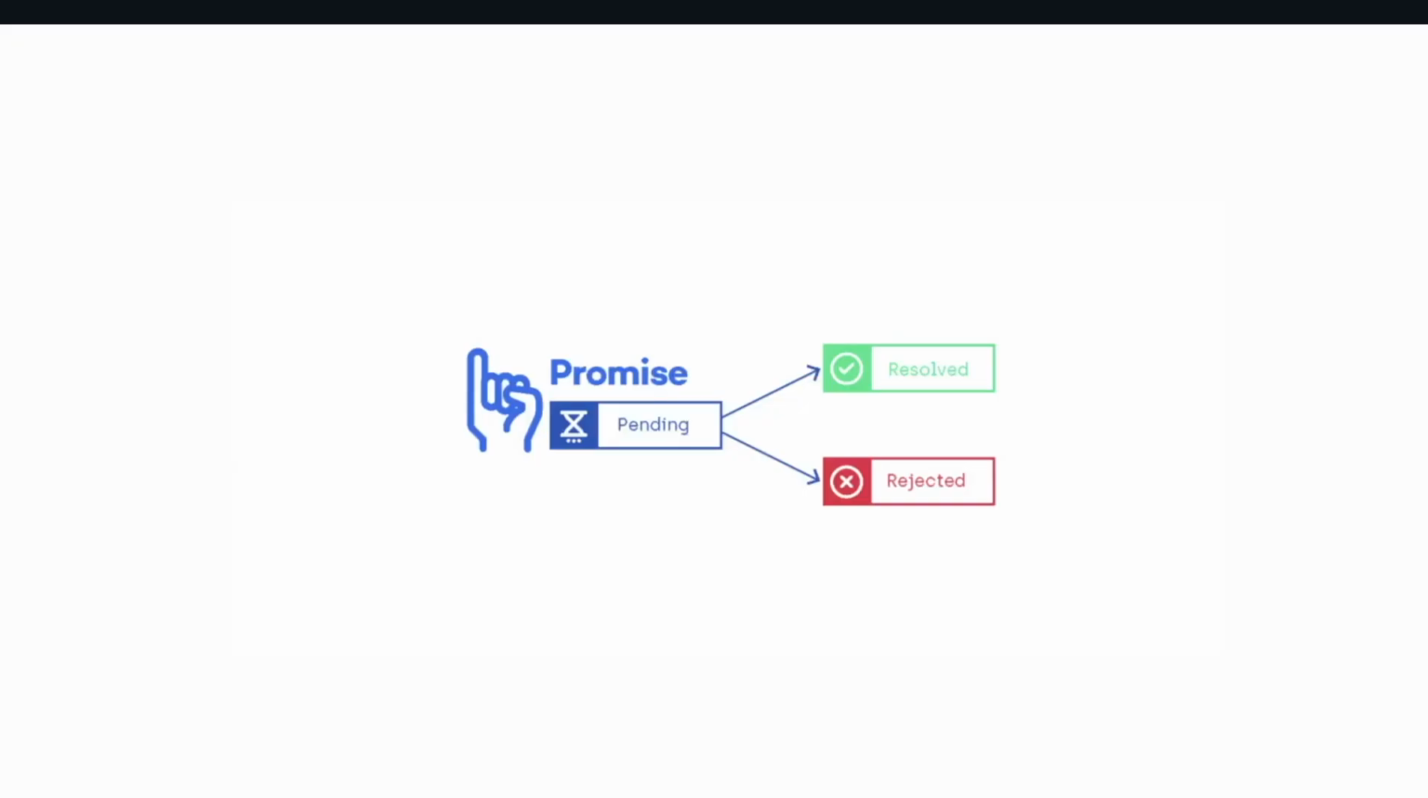Promises are basically kept in three stages. When we create the promise, it's in the pending stage, and when we get the value in return, it's in the resolved or the rejected stage. If the output is what we are expecting, it's in the resolved stage, or else it goes to the rejected stage. So this is what a promise is all about.